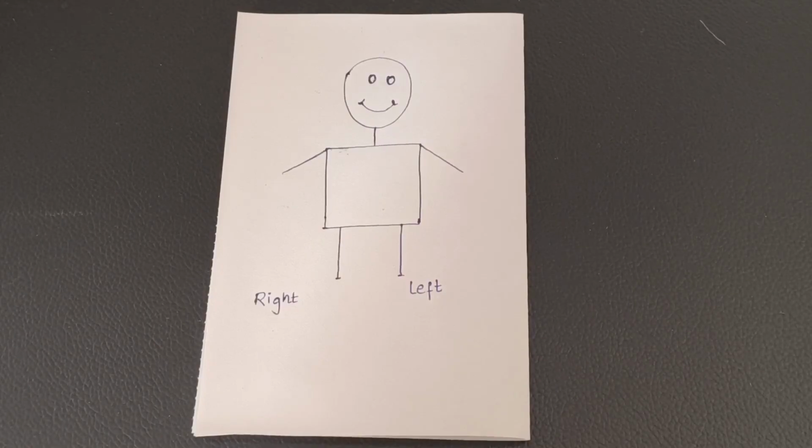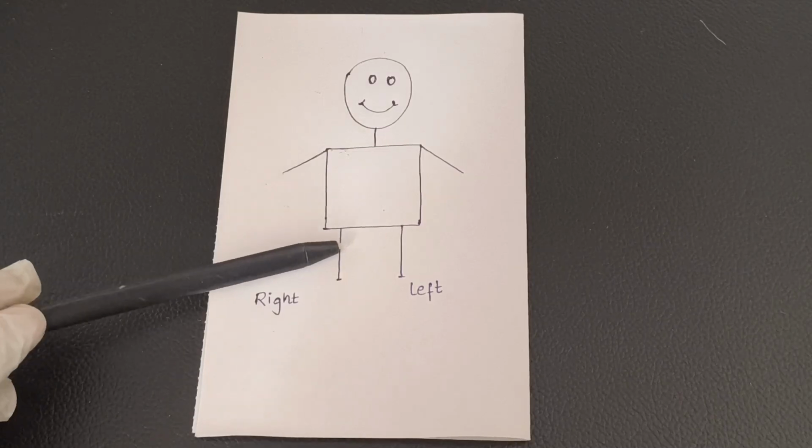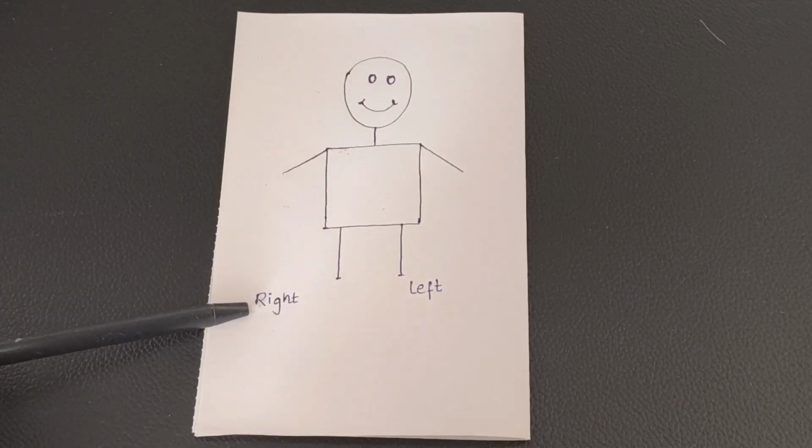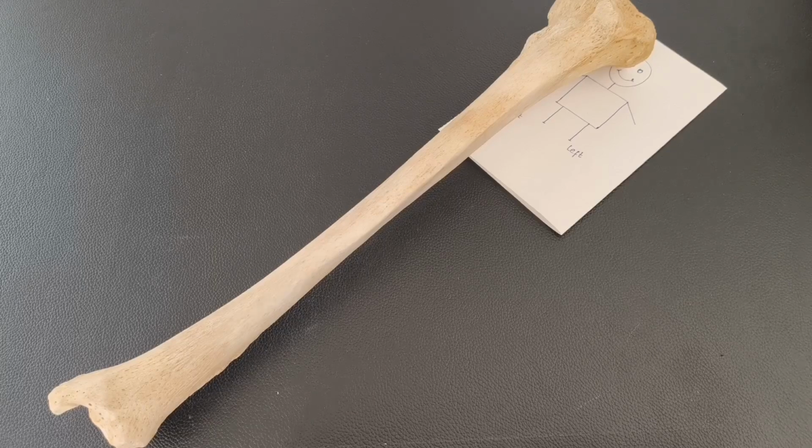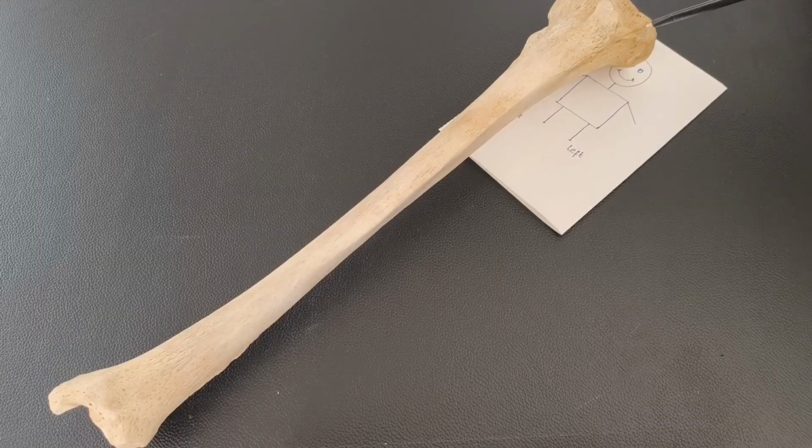For the sake of clarification, we will be using this representation for side determination. We are seeing this person from the anterior aspect. This is the right side of the person. This is the left side of the person. For now, I am supposing this tibia to be the tibia of the right side. If this is the tibia of the right side, we have placed the upper end properly. The upper end is expanded. The lower end is smaller.